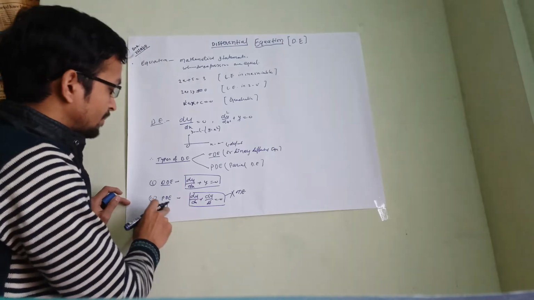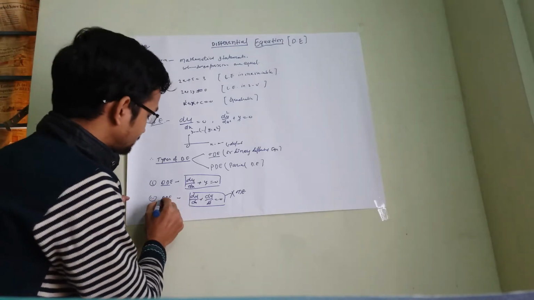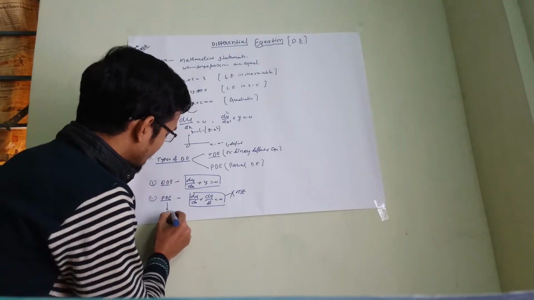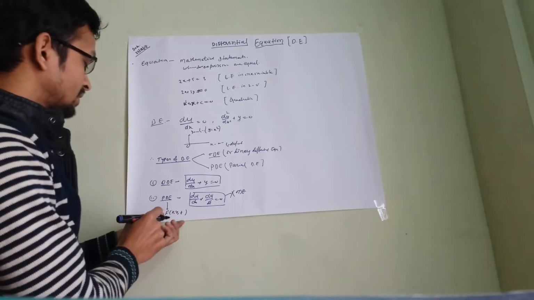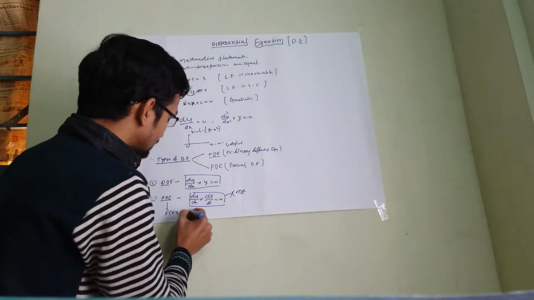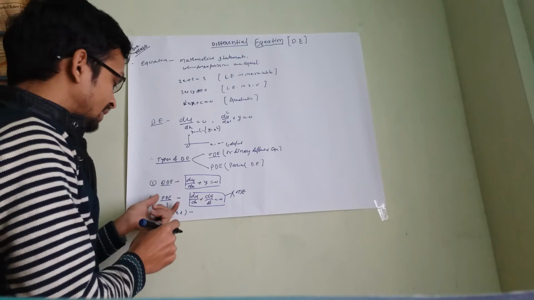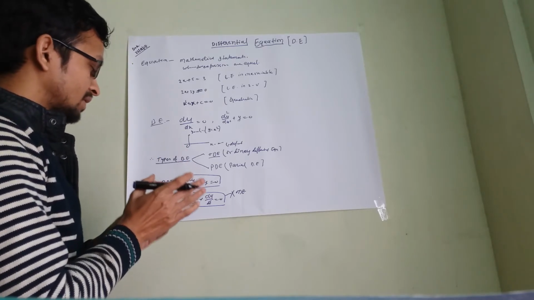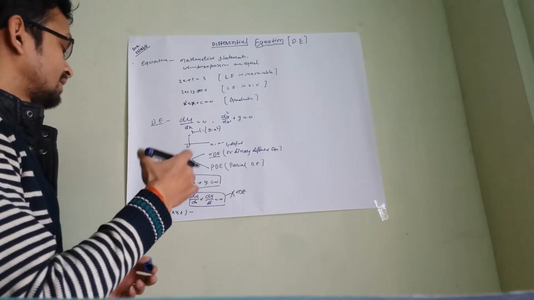Next is PDE, partial differential equation. Let a function f be dependent on x, y, z. How to find the PDE? When finding the partial differential equation, we differentiate the function with respect to one variable, taking the other variables as constant.